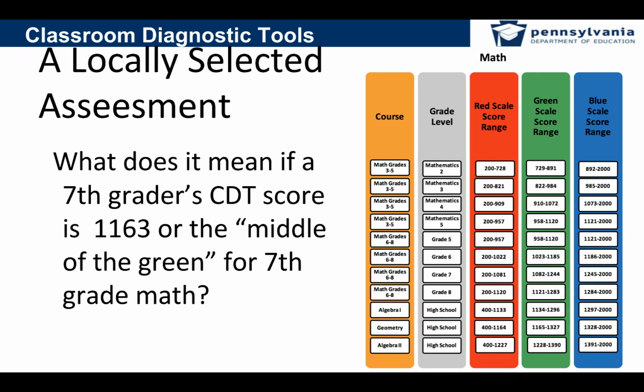So why is this important? Right now, there's a lot of talk about locally selected assessments. If you have a seventh grader who has completed the CDT and they have a score of 1163, the middle of the green, what does that mean? It means they're on track. The CDT can be used as a locally selected assessment.